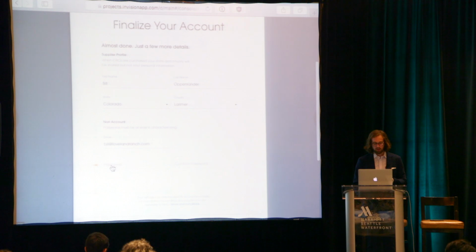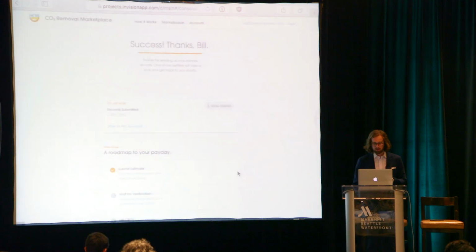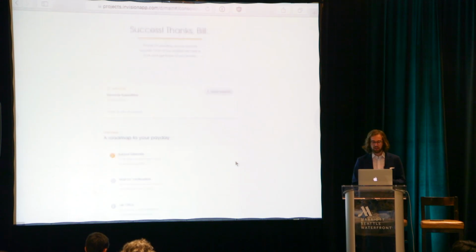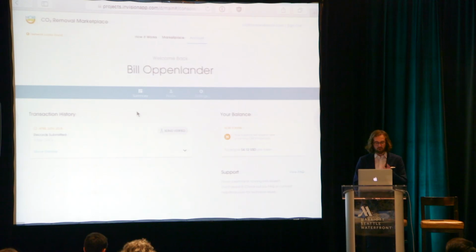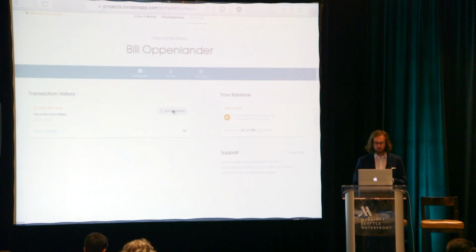So we just finished creating your account. Okay, so you've submitted your records, and now you're awaiting verification. And down here, these are the same 4 steps that we saw on the first screen. So we've submitted the estimate. So let's go look in our account and see more information about the transaction. Right now, we see that the records are being verified.